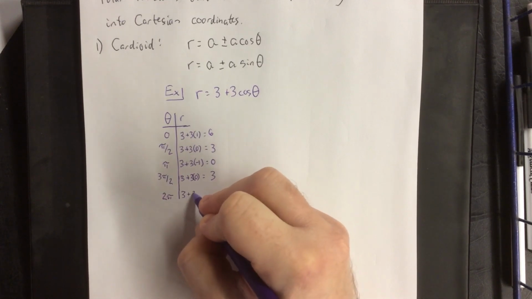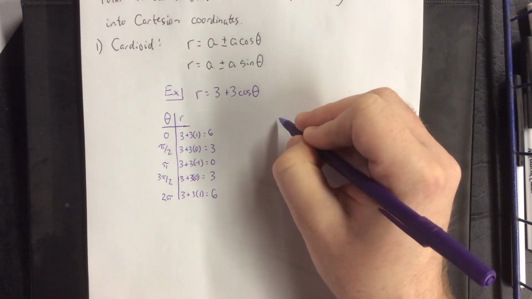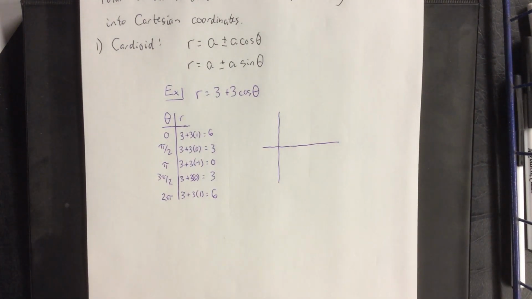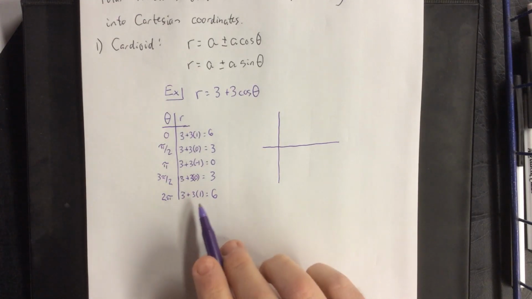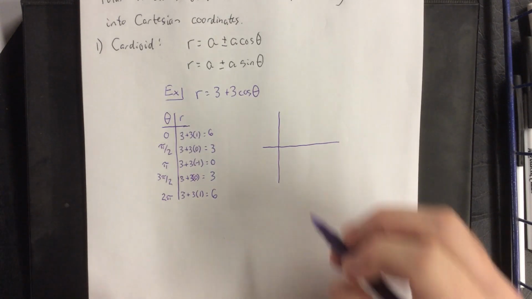And then 3 plus 3 times the cosine of 2 pi. Cosine of 2 pi is 1, giving us an r value of 1. Or excuse me, 6. Cosine of 2 pi is 1. 3 plus 3 is 6. I do math. All right.